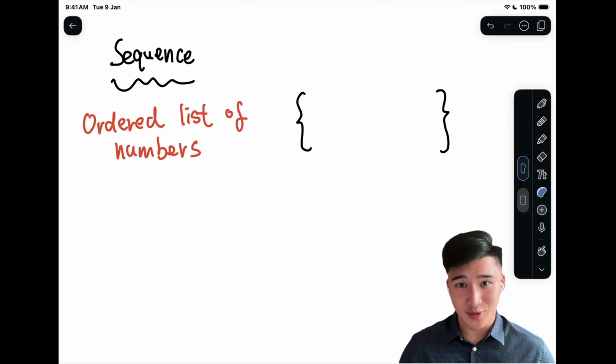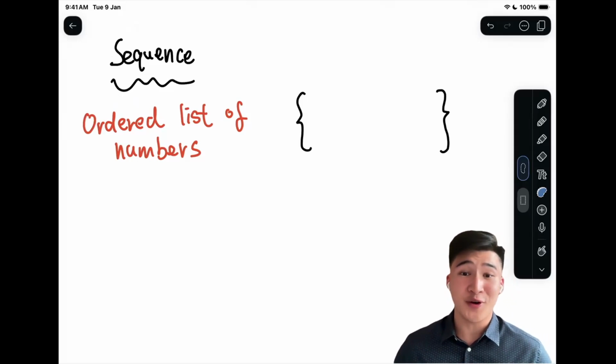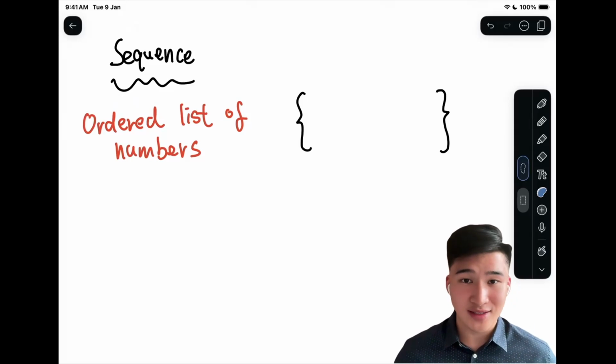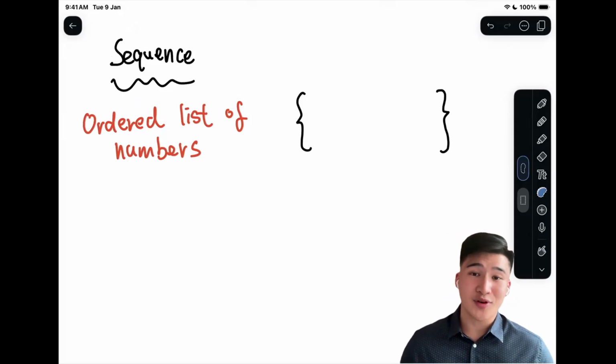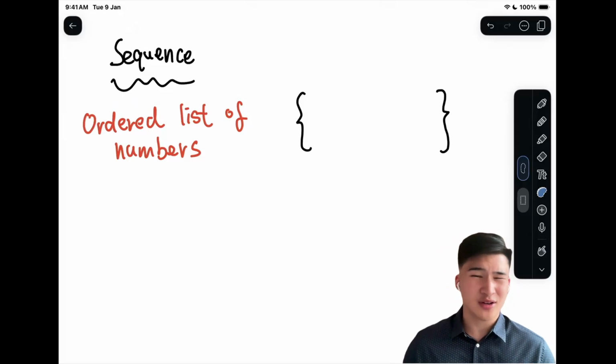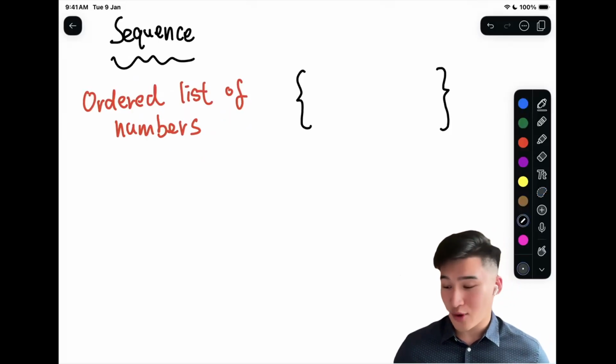Today we're going to talk about sequences, and this is the first video within our recursive sequence and its applications series. It's important to go back to the basics and understand what sequences are. Just a quick recap. This is going to be a quick video.